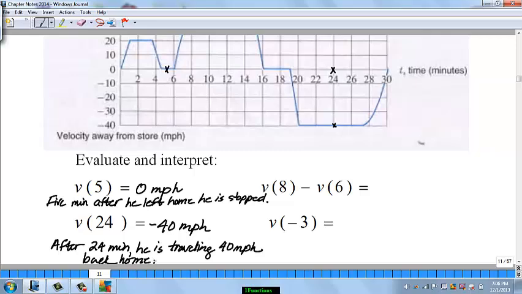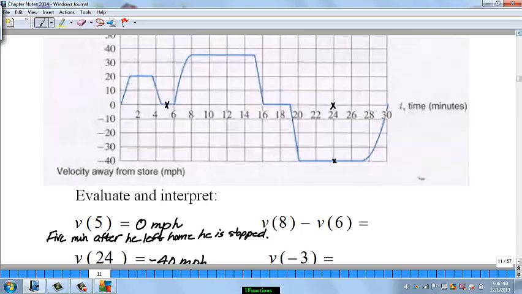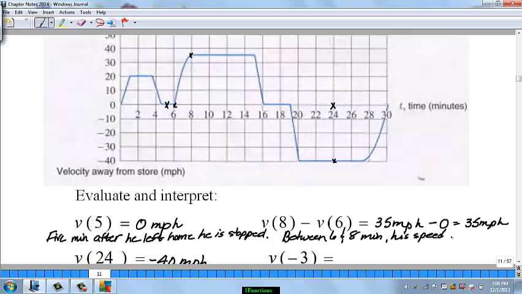Okay? Now V of 8 minus V of 6 is, you're just going to go to your graph and look at V of 8. So let's kind of move this up a little bit. So it looks like V of 8 is about 35 miles per hour. And then V of 6 looks like this is at 0 miles per hour. So the difference is 35 miles per hour. Now if I were going to interpret that, this shows that the speed increased in that interval between 6 and 8 minutes. So you can say between 6 and 8 minutes, his speed increased 35 miles per hour.